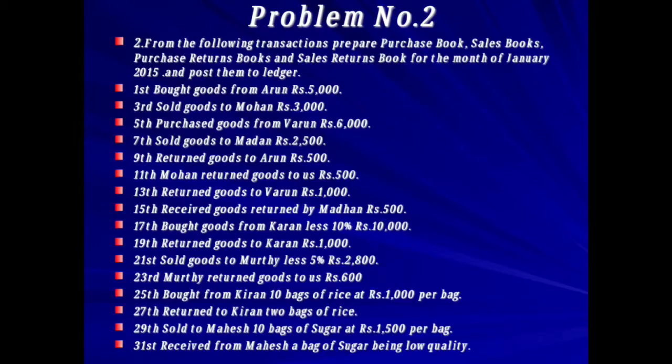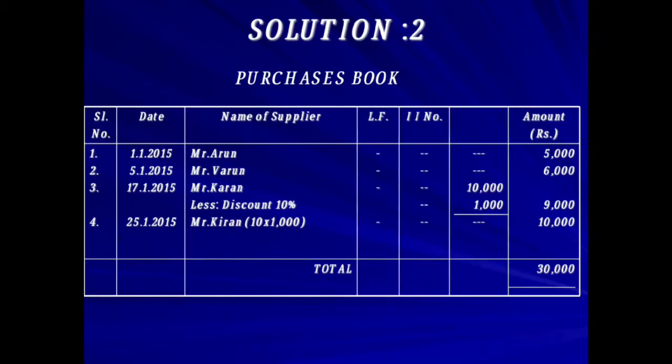on 17th. Okay, bought goods from Karan less 10% rupees 10,000. Bought goods means what? Purchased. So which you have to record in a purchase book. So we will see third entry on 17/1/2015. From Karan we have purchased 10,000 goods and he gave us a discount of 10%. 10% less means what it is? 10% discount we have. So now only 9,000 we have to pay. Okay, 10,000 minus 1,000 discount, so 9,000.